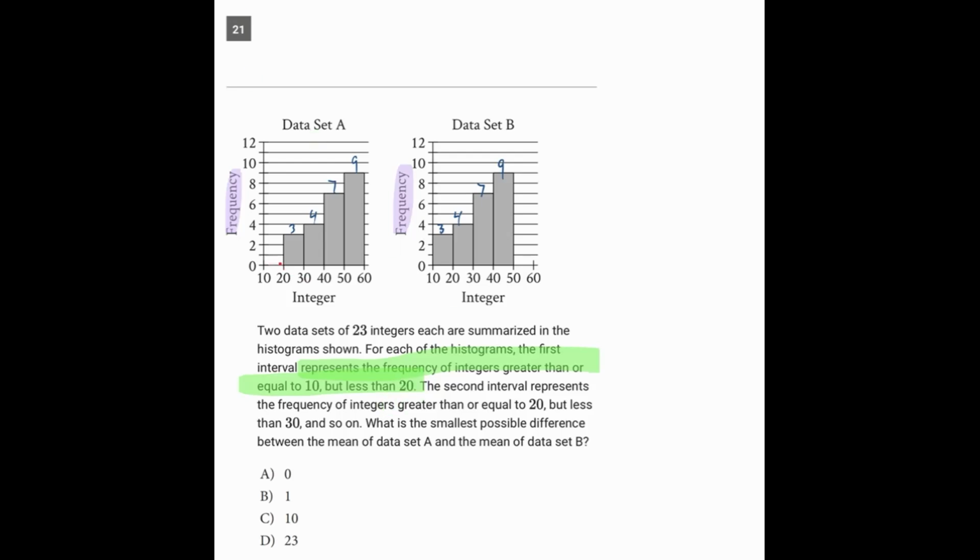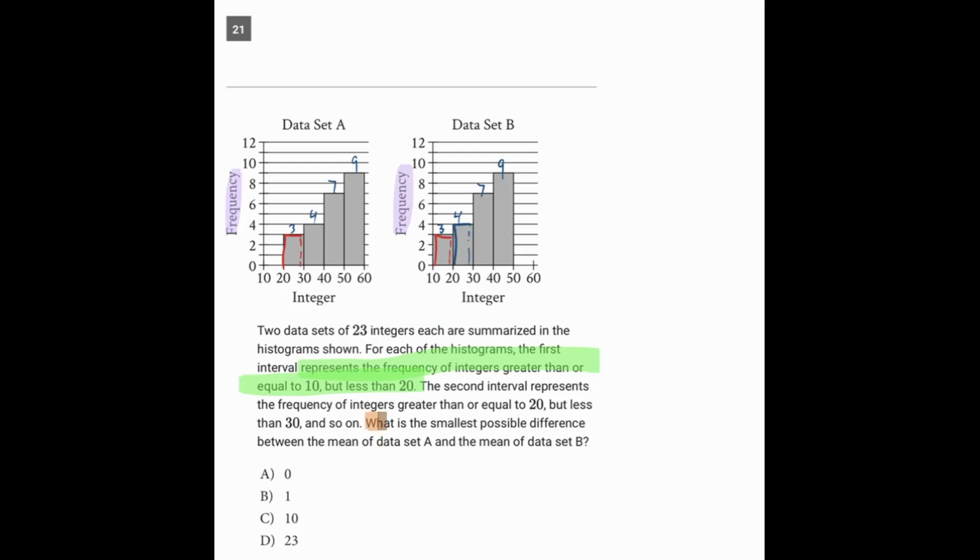These numbers, well, they're all integers, so there are only 10 real numbers from 20 to 30. But they can be 20 and they cannot be 30 because they're greater than or equal to the number on the left, but less than the number on the right. So same thing here. That's what the green part says, greater than or equal to 10, but less than 20. And for the next bar, greater than or equal to 20, but less than 30, and so on.